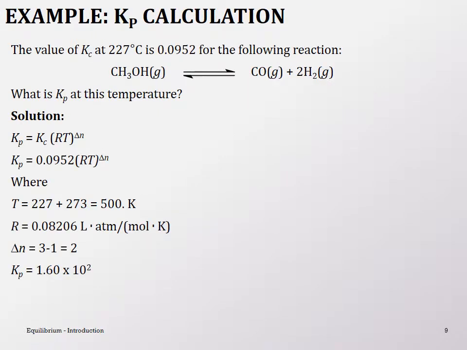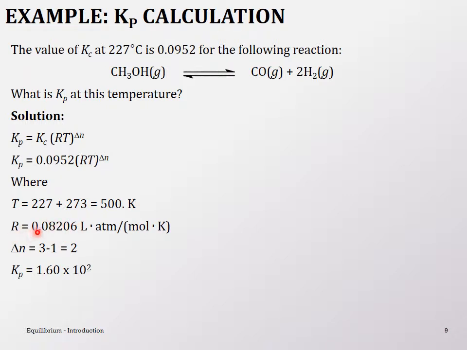So let's look at an example for the calculation also. The value of Kc at 227 degrees Celsius is 0.0952 for this reaction right here. We did this before also, we saw the methanol reaction. What is the Kp at this temperature? So again remember Kp is equal to Kc times RT to the delta n. Kc is given to us, which is 0.0952. Temperature is also given to us, 227, but you have to make sure you get it to Kelvin. Why? Because R is in Kelvin. So R, this is the normal gas constant that we know of.